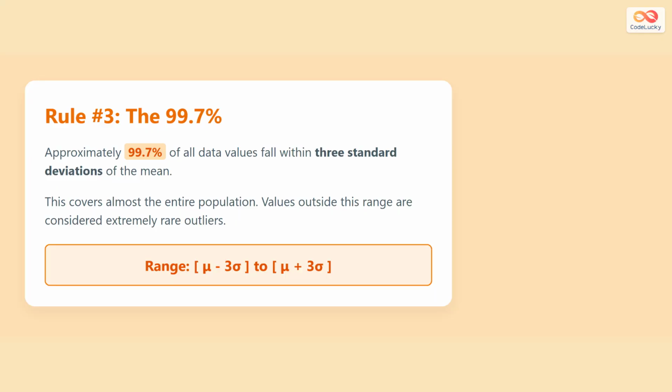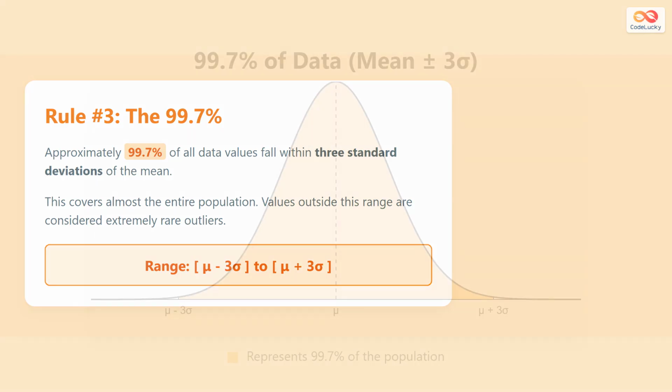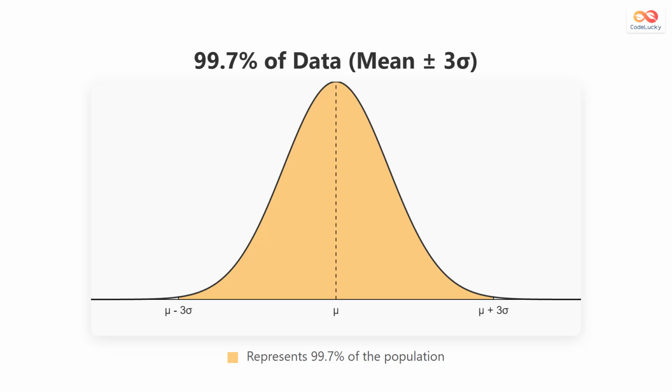Finally, we have the 99.7% rule. This states that almost all data, virtually the entire population, falls within three standard deviations. Finding a data point outside this range is extremely rare and is often considered an outlier. The orange area now fills nearly the entire screen. From the mean minus 3 sigma to the mean plus 3 sigma, we have captured almost everything. The tiny unshaded tips at the very ends represent that remaining 0.3%.